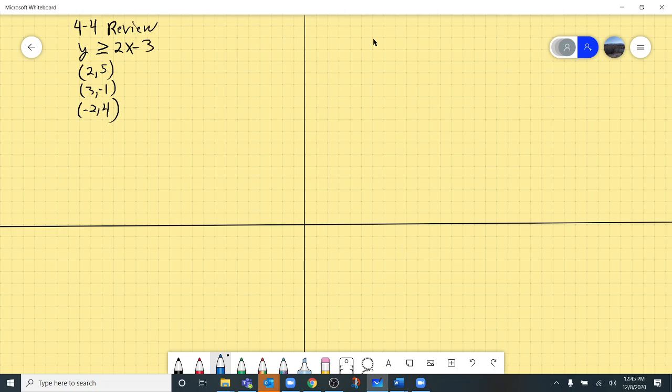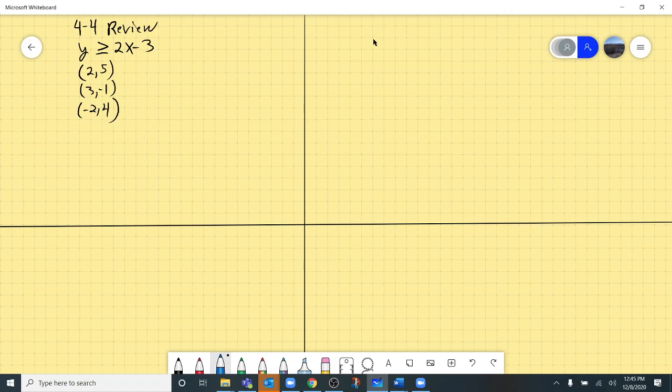Okay, so lesson 4.4, or section 4.4 review. That's when we started having inequalities in 2 dimensions, so with a y and an x. And this is very similar to just our linear equations, but now we have this little inequality symbol that we have to take into account.